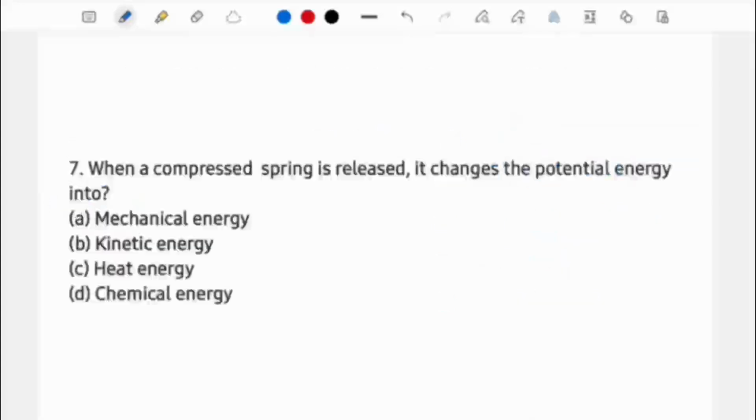Next question. Alright, the question is: when a compressed spring is released, it changes the potential energy into, and the given options are mechanical energy, kinetic energy, heat energy, chemical energy. Now let's try to understand what the question is asking. So we have a spring which is like this. When this spring is compressed, or when this is in a relaxed state.